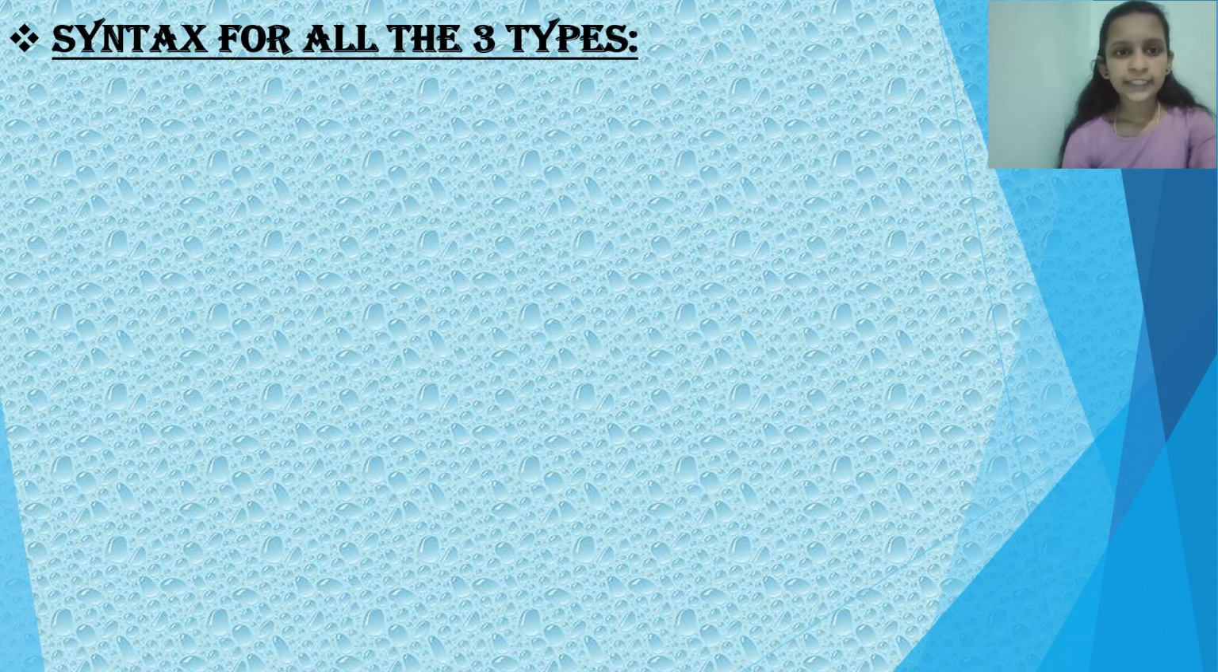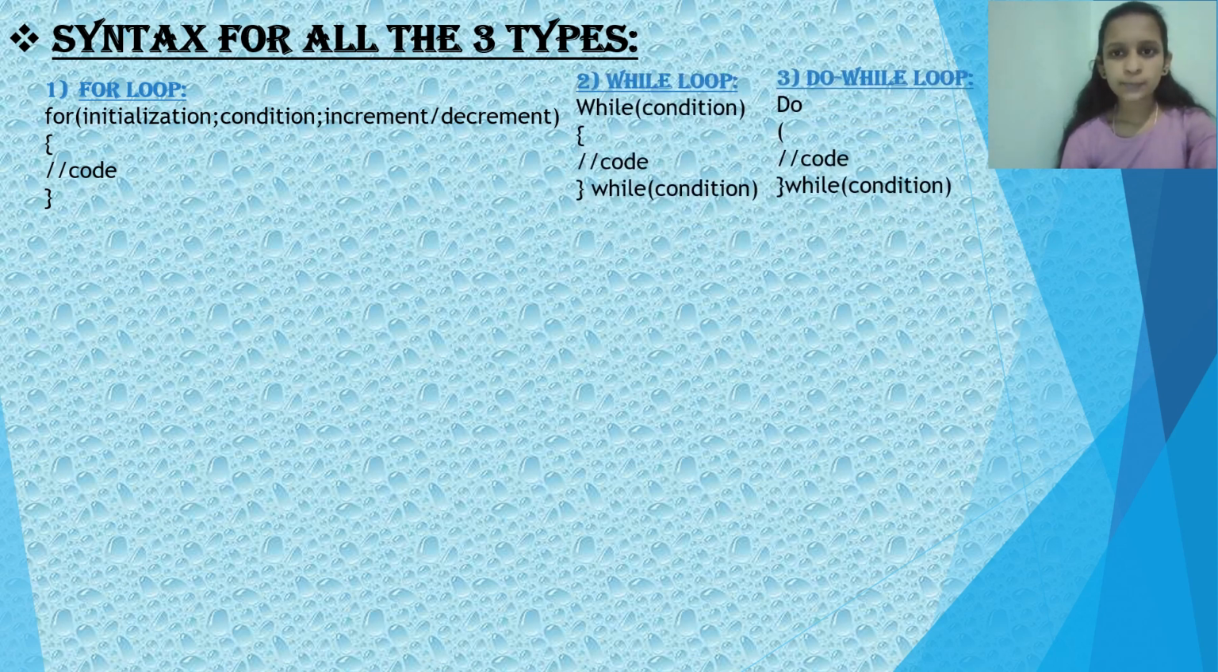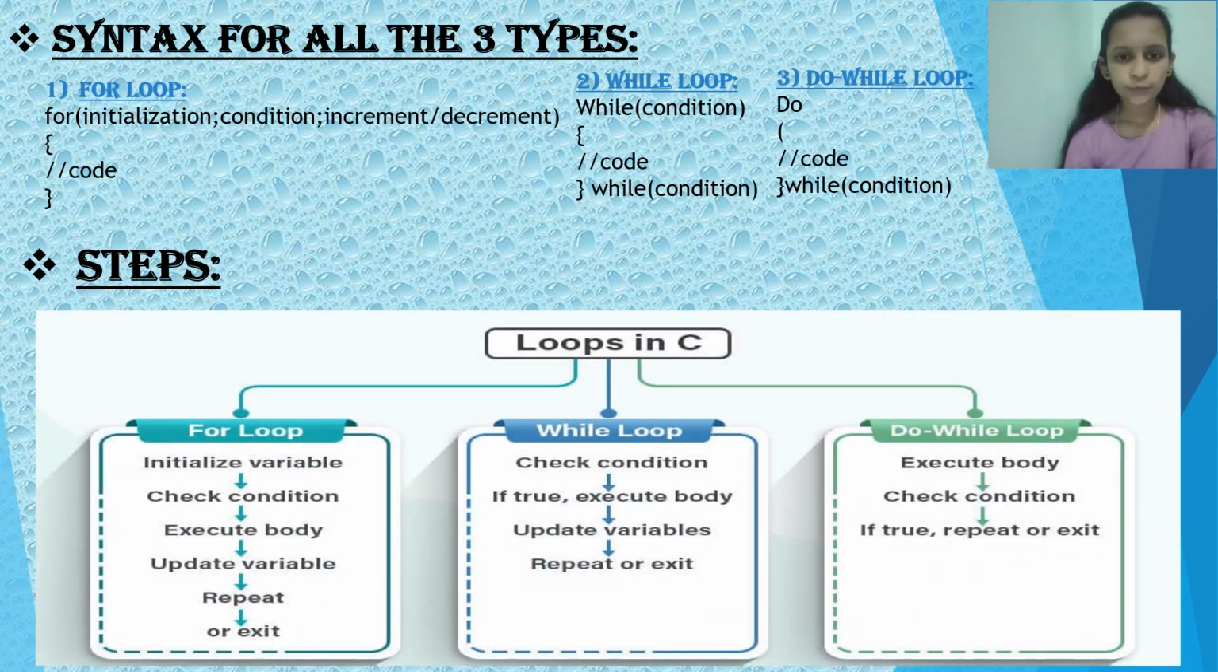Syntax for all the three types. The conditions shown below are the syntax for the respective types of loops. And there are some steps which are to be followed in a particular type of loop. Initially, in the for loop: initialize variable, check condition, execute body, update variable, repeat or exit. When it comes to the while loop: check condition, if true, execute body, update variable, repeat or exit. In the do while loop: execute body, check condition, if true, repeat, or exit.